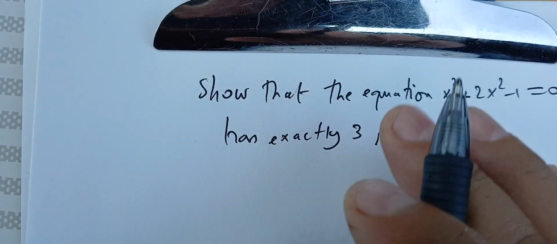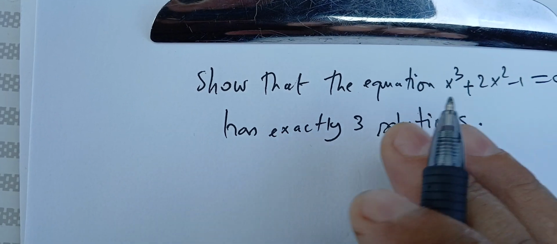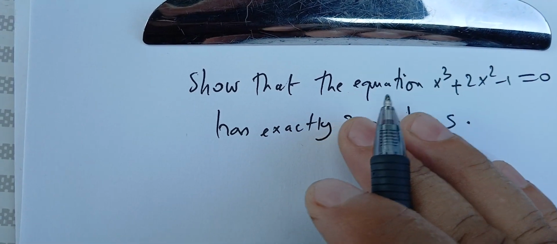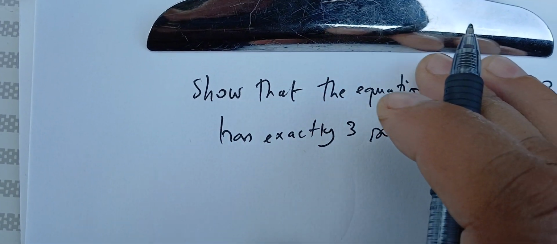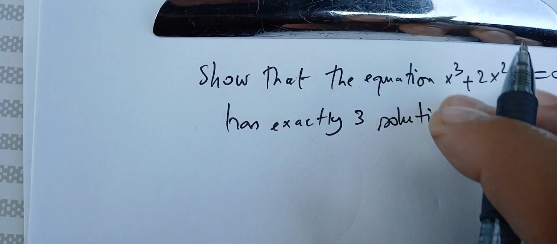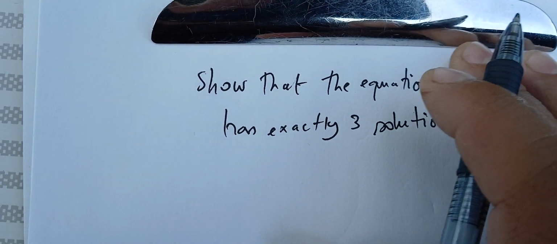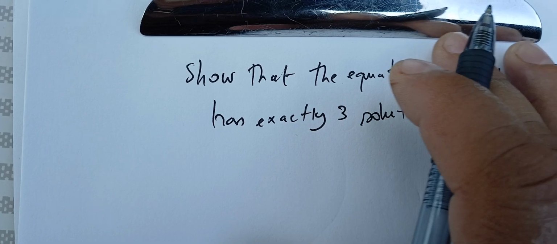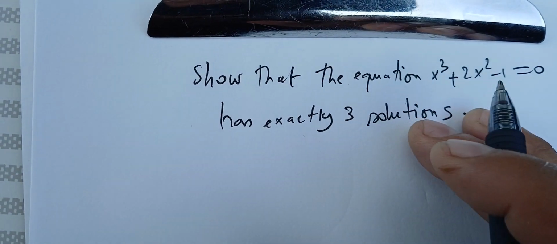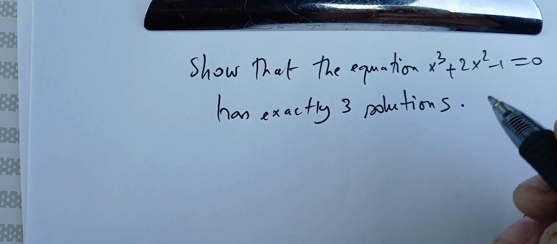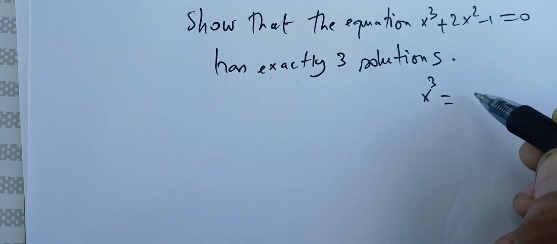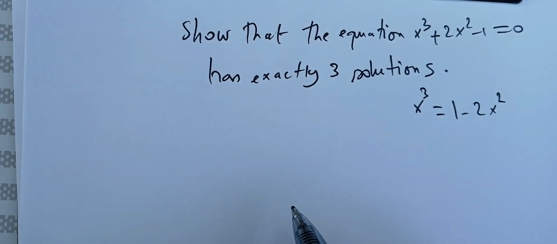There are many different ways to prove or show that we have 3 solutions. But for us, the easiest way is to graph some functions built from this one and see where they intersect. We're going to make them very simple to draw, and from there we see graphically that we have 3 solutions, and after that we're going to do it algebraically. So in this case, we're going to graph x cubed equals 1 minus 2x squared.